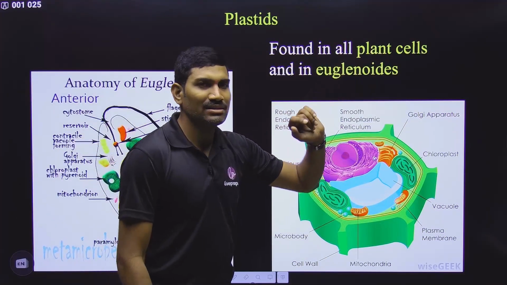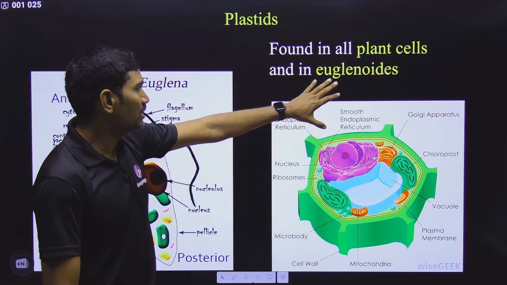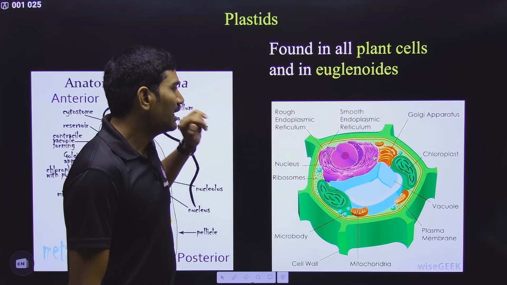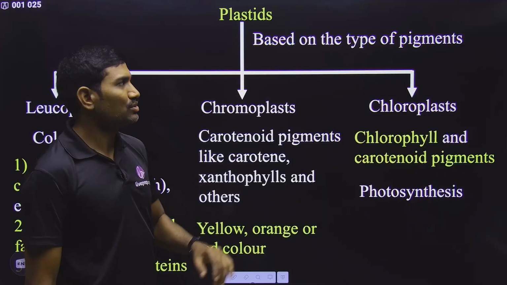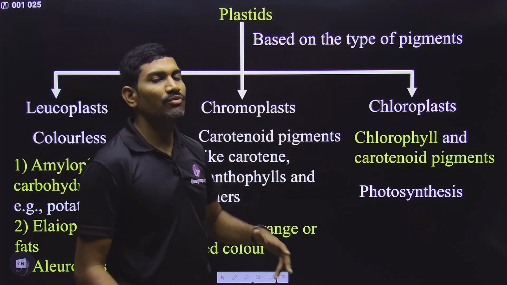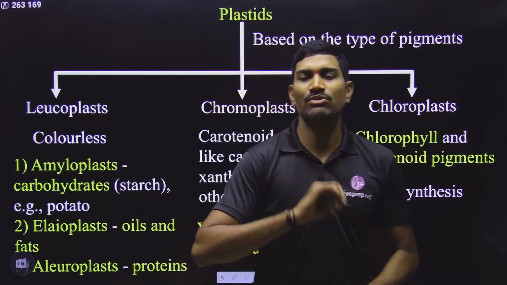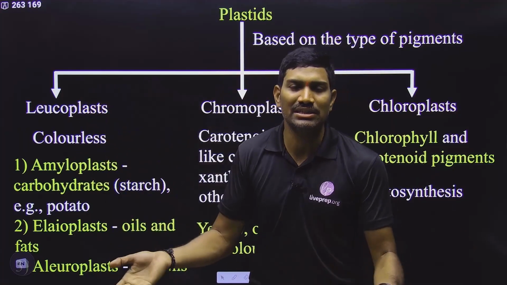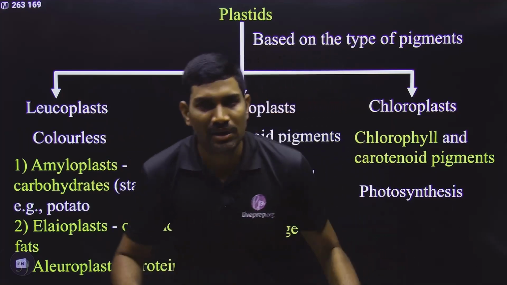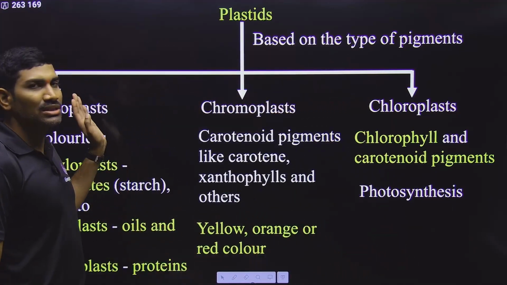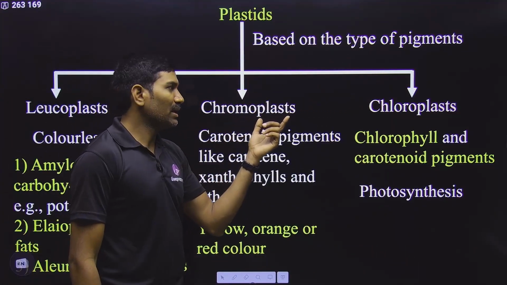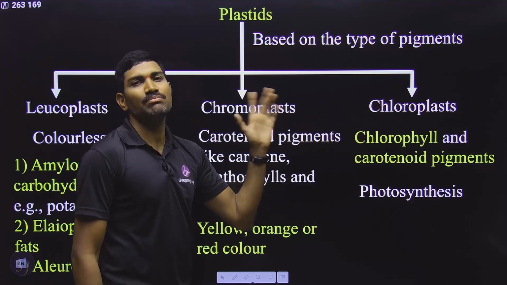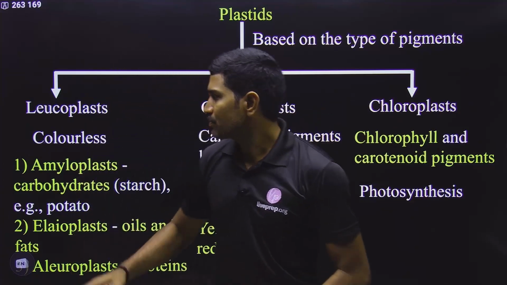Next we are talking about the plastids. Plastids are found in plant cells and are even present in some euglenoids. Clear? And what are these plastids and what are the types? Based on the type of pigments that are present, we classify plastids into three types. First is the leucoplasts. These are colorless plastids. They don't have any colored pigments. Then chromoplasts and chloroplasts, which have some pigments. We will go one by one.